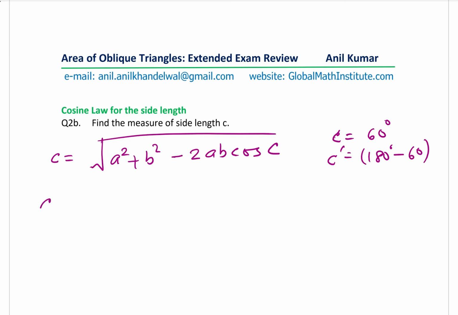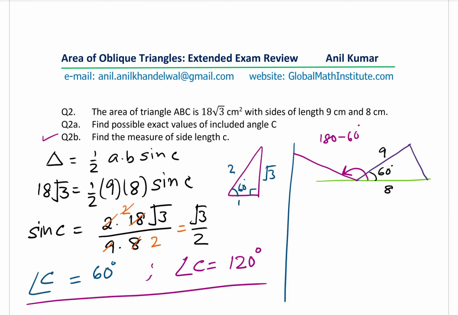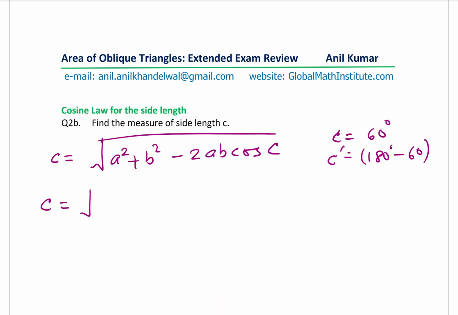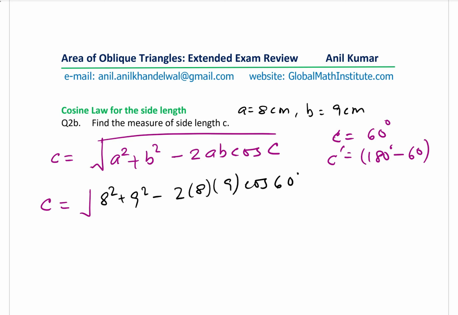So we get the length C as square root of, the side lengths are 8 and 9, right? So we had 8 and 9 as the side lengths. So we'll take those values. Let me write down these values here, where A equals 8 centimeters and B equals 9 centimeters. Perfect. So we have 8 square plus 9 square minus 2 times 8 times 9 times cos of 60 degrees. That is one of your answers.